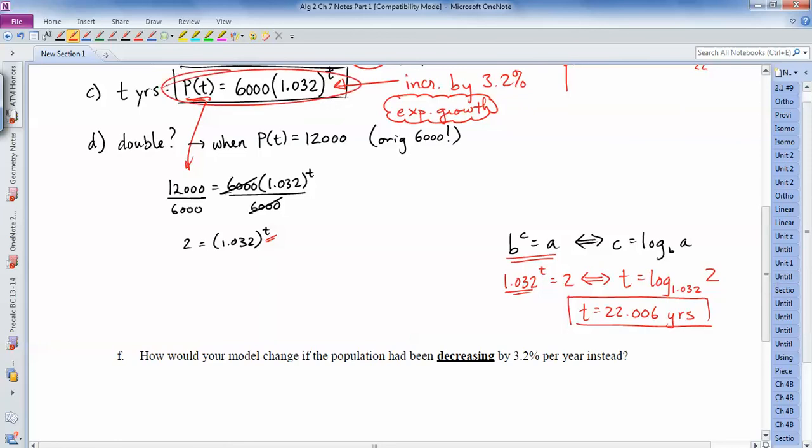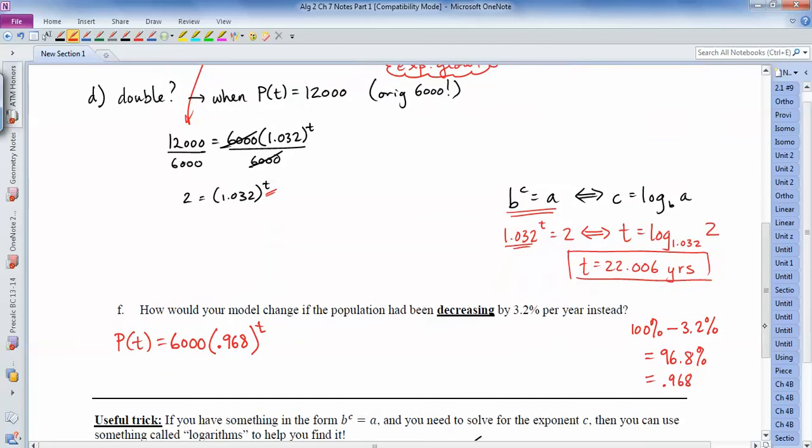So remember, here's our original model right there. Well, that's an increase of 3.2% every year. If it's decreasing, then I want to take my population, which started at 6,000, and instead of 100% plus 3.2%, I want 100% minus 3.2% because it's going down by 3.2%. That's going to be 96.8%. Well, in decimal form, that's 0.968. So instead of multiplying by 103.2%, I'm going to multiply by 96.8%, which is 0.968.